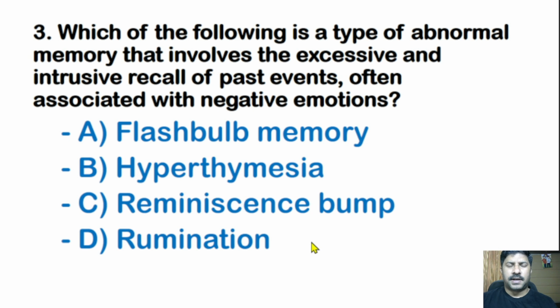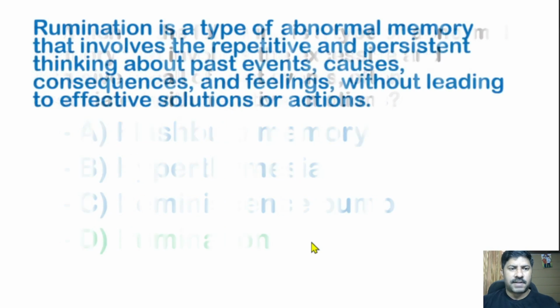These are some new words, new vocabulary for you to remember. That is why I selected this topic especially for NIMHANS exams. So here the correct answer is rumination. We will see each and every option here: what is flashbulb memory, what is hyperthymesia, what is reminiscence bump, and what is rumination. First we will see rumination.